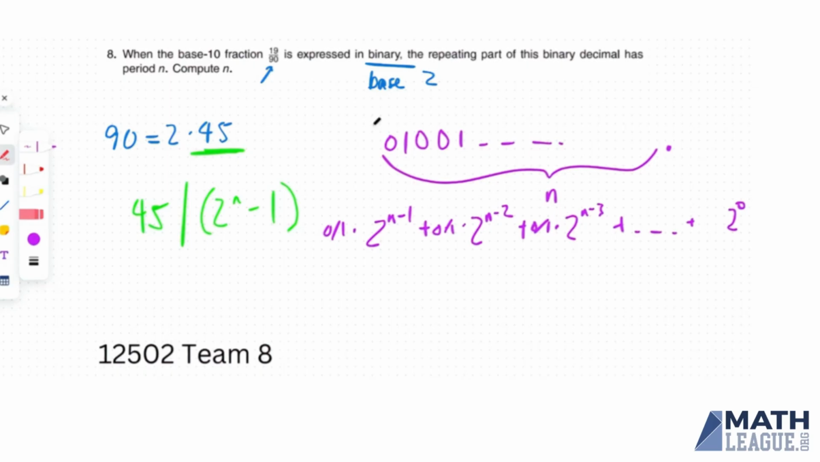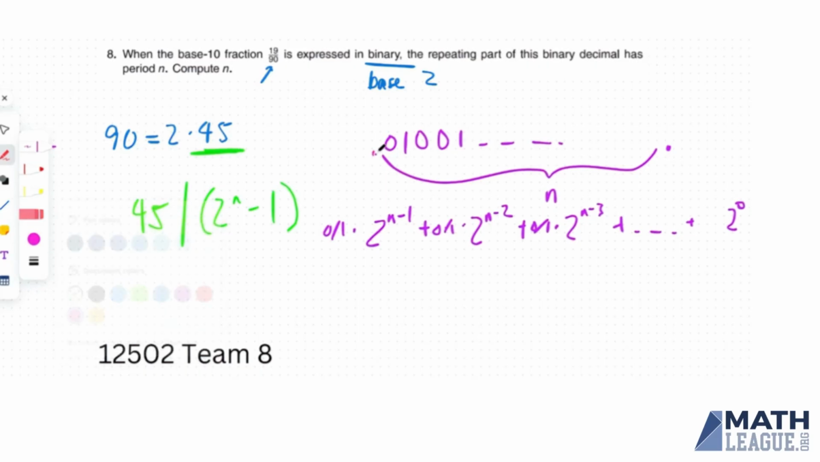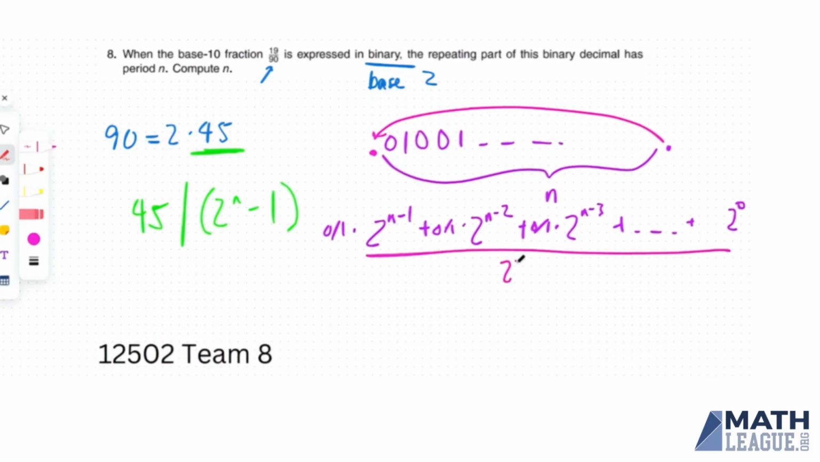Now, if we move this n places to the right, which is essentially putting that point back in front over here, then this value would be equal to whatever that sum is divided by 2 to the n.